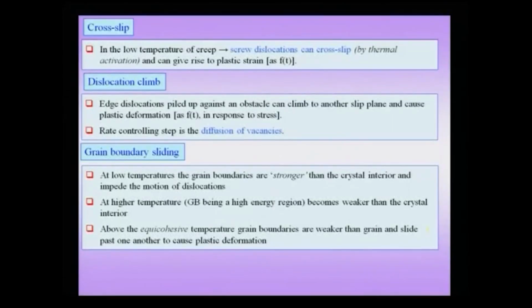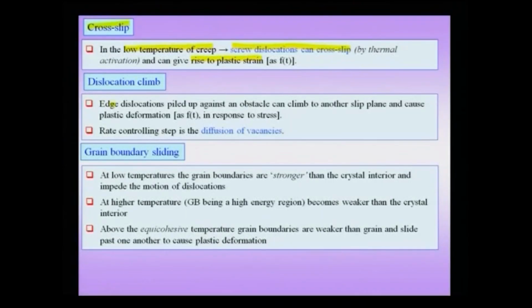Now, we will highlight a few points regarding these various mechanisms. Cross slip is typically predominant in low temperature creep, wherein screw dislocations can cross slip by thermal activation and give rise to plastic strain as a function of time. So, essentially if you are working at low temperature and you are studying creep, then this would be an important mechanism to consider. Suppose you are talking about dislocation climb, edge dislocations piled up against obstacles can climb to another slip plane parallel to it and cause plastic deformation, which means that as a function of time you are going to get strain.